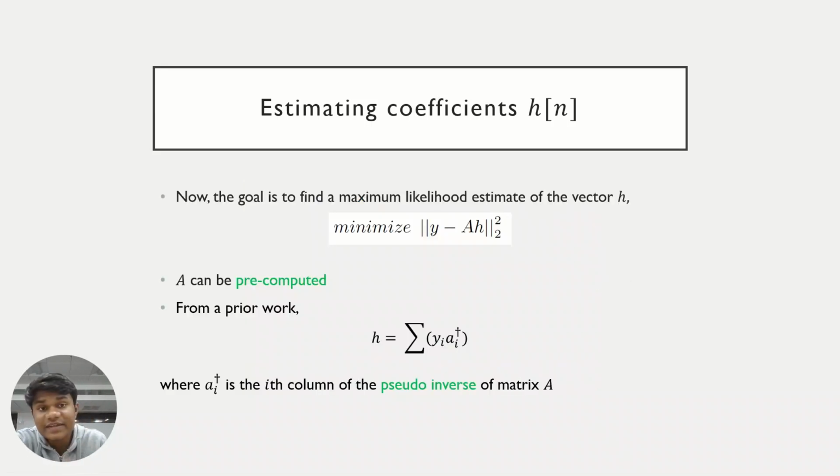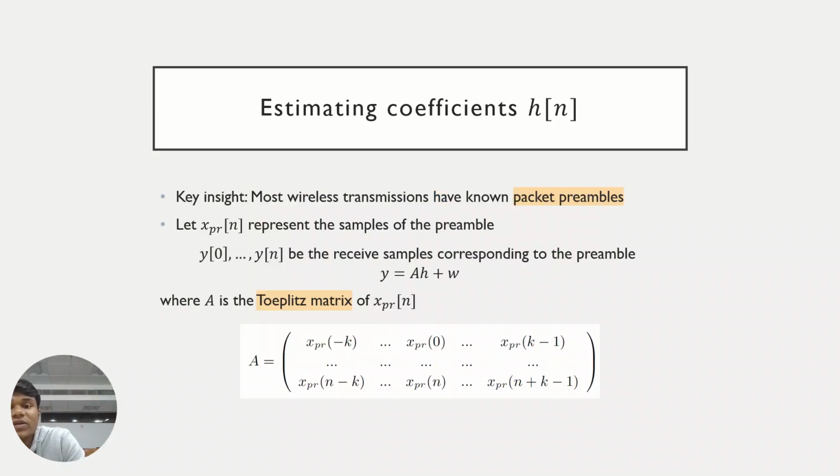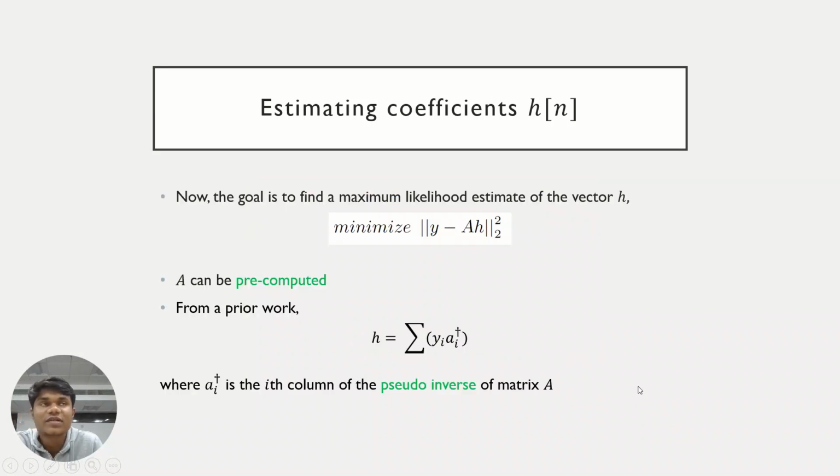So, to estimate h of n, our goal would be to find a maximum likelihood estimate of the vector h. That is, we are going to minimize the receiver noise floor, which is shown here using the second order norm squared of y minus Ah. In essence, we are minimizing the receiver noise floor. Now, in this calculation, since we already know the packet preambles, we can pre-compute the matrix A, which saves us some computation time when things are actually taking place.